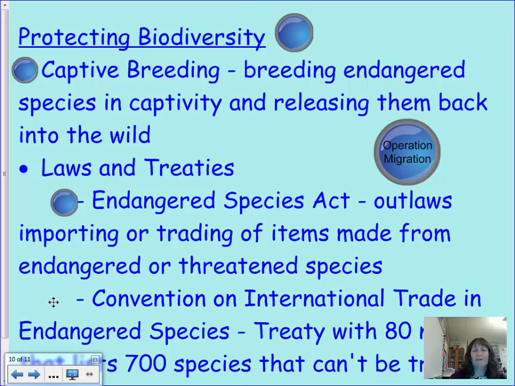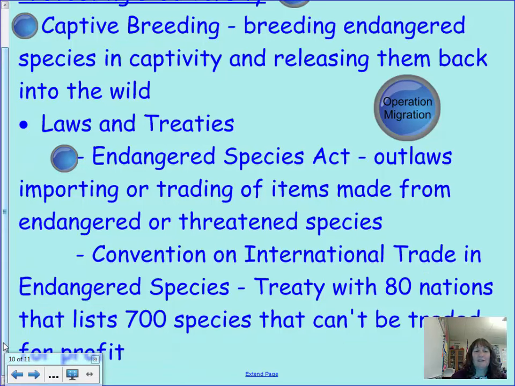And then there are some laws and treaties, things like the Endangered Species Act. This outlaws importing or trading of items made from endangered or threatened species. So using that elephant ivory is really against the law, but people still do it and sell it on the black market. And then there was the Convention on International Trade in Endangered Species. That was a treaty with 80 nations that lists 700 species that can't be traded for profit. So these are some laws that they've tried to put in effect to keep animals from becoming endangered.